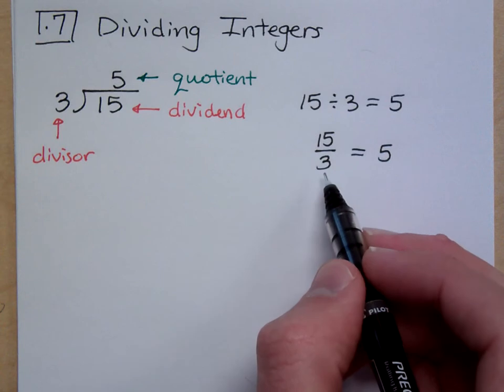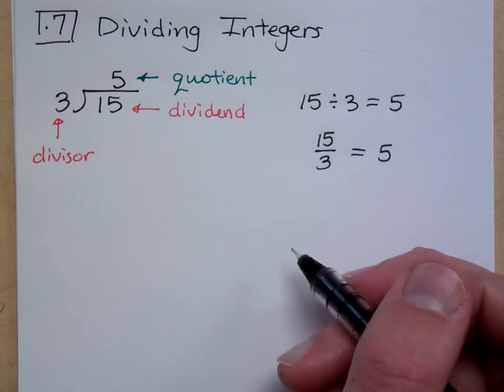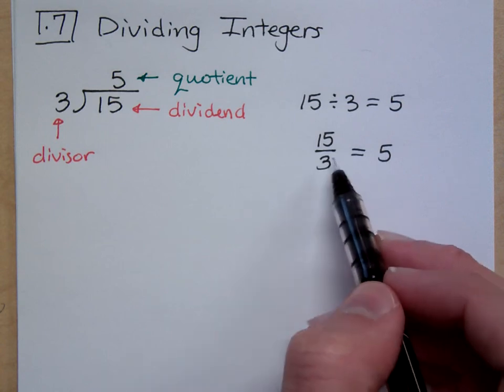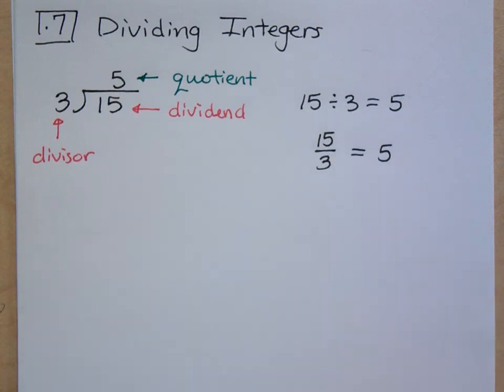So your divisor in all of these is 3, and you see it in all the different positions. The quotient is 5. You see that as being the answer. And what you're dividing into, the dividend, is 15.